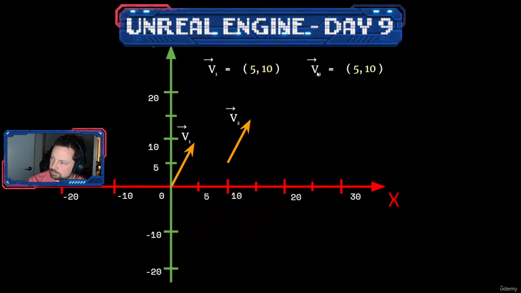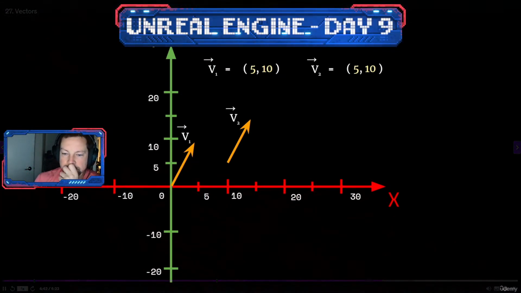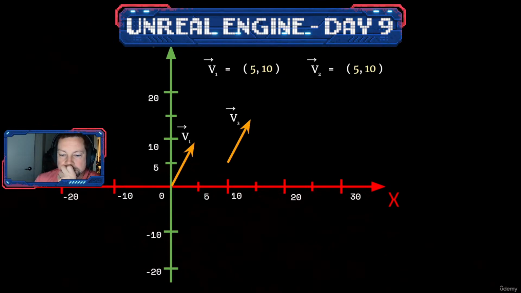Now that might not sit right with you. You might be thinking, wait a minute, these vectors can't be the same, they're in different locations. It doesn't matter. A vector is only defined by its direction and its magnitude. These two vectors are pointed in the exact same direction, and they both have the exact same length. Their directions and magnitudes are equal, therefore the two vectors are the same.